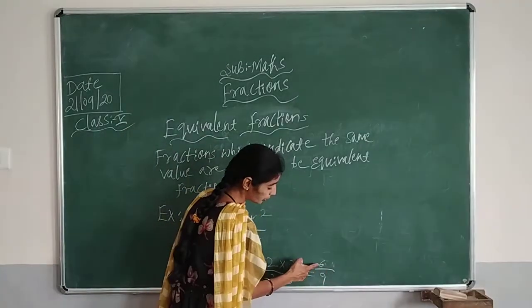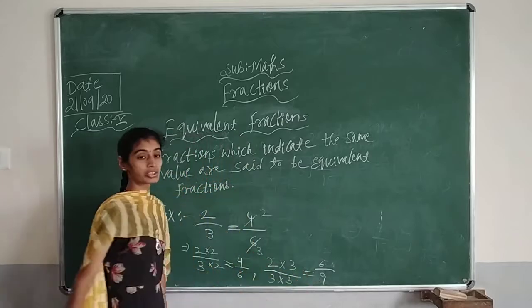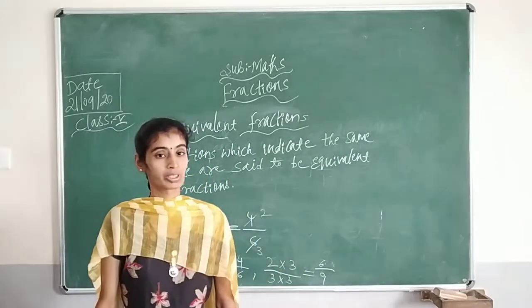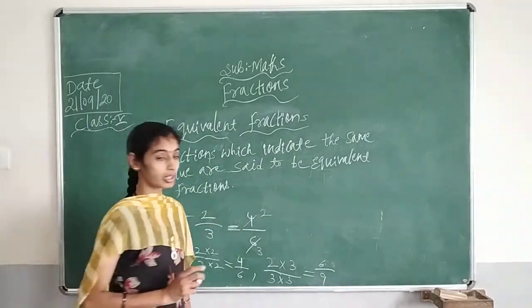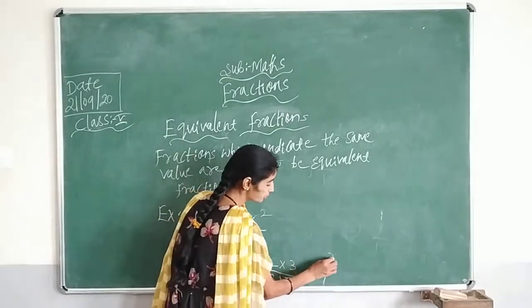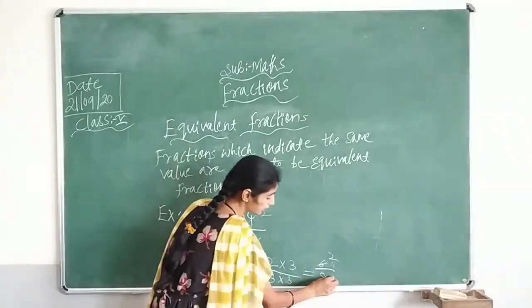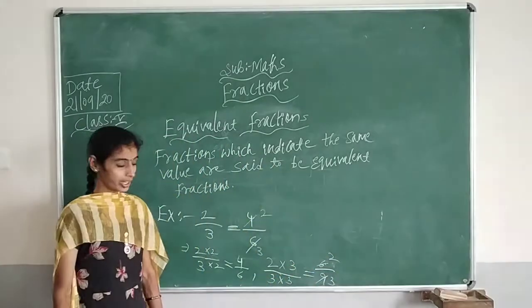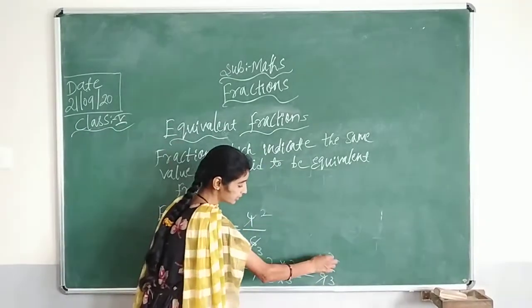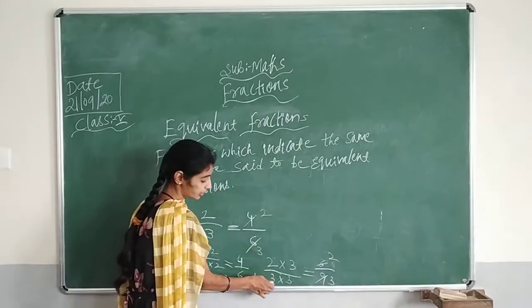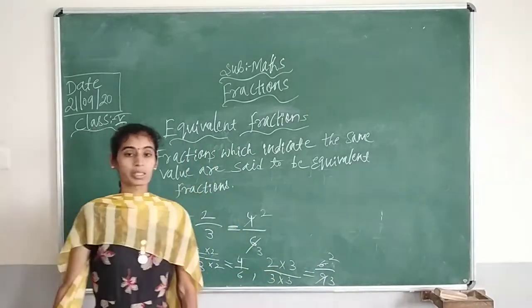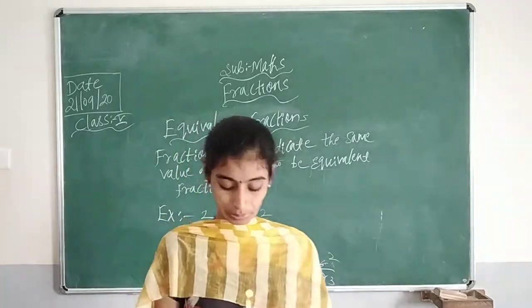Okay. So you all know 6 and 9. In which table do they come? Yes, the 3 times table. Okay. And you all know 3 2s are 6, and 3 3s are 9. So you can see it is also 2 by 3. And again the question is also 2 by 3. It's a very simple topic, children.